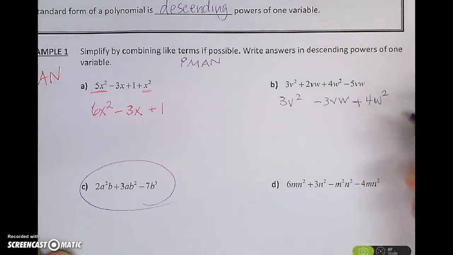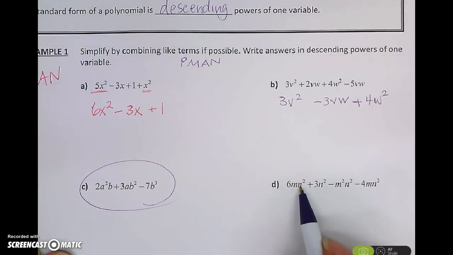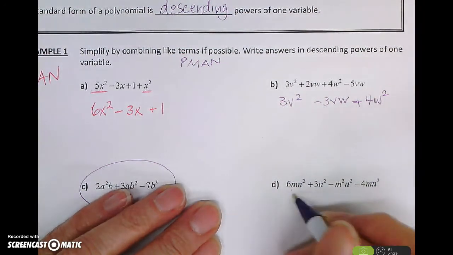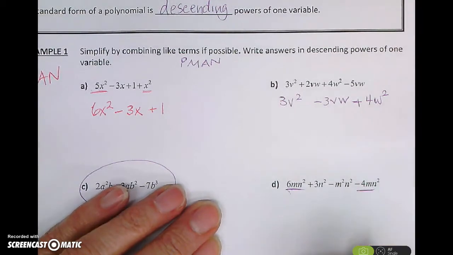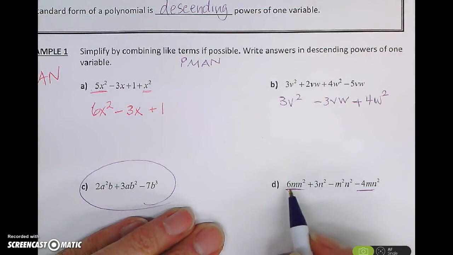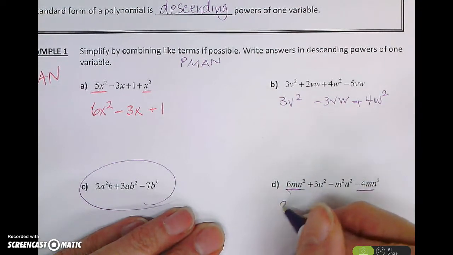And then D, here we have m times n times n, so not the same. Here's m times m and n times n, not the same. But here is another m times n times n. So we are going to combine the first and the last terms because they have the same variable combination. So I'm going to add their coefficients. Positive 6 and a negative 4 adds to be 2.